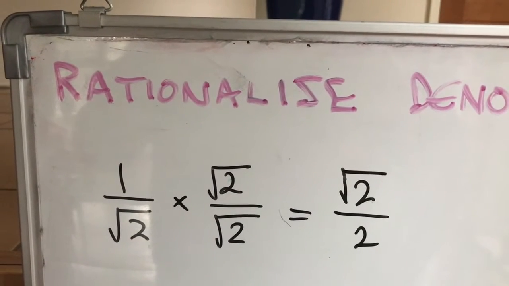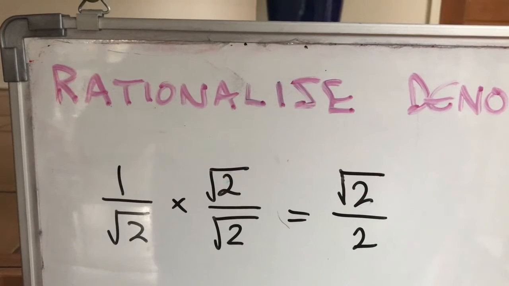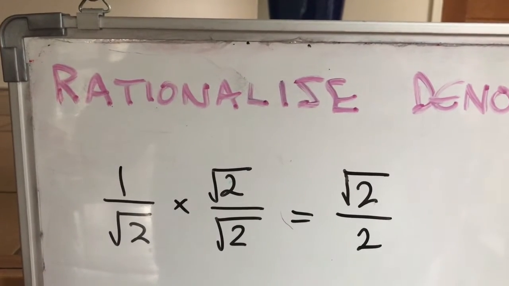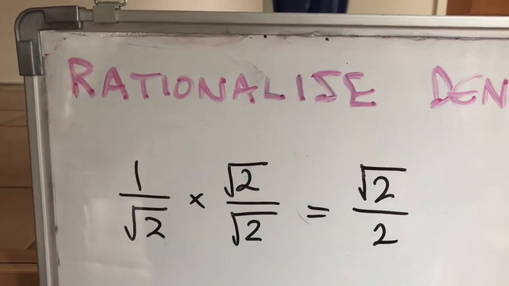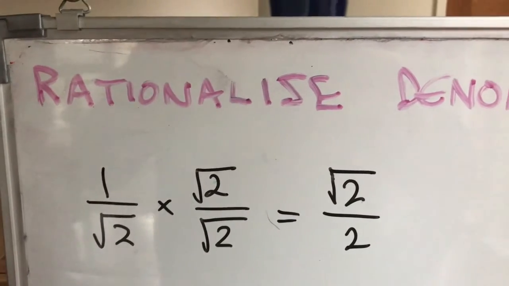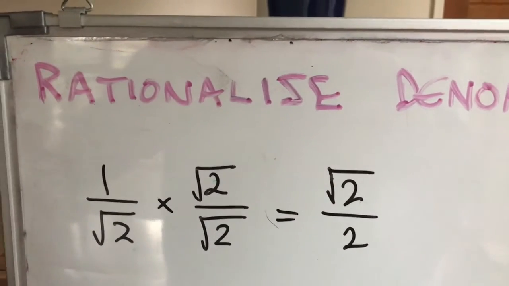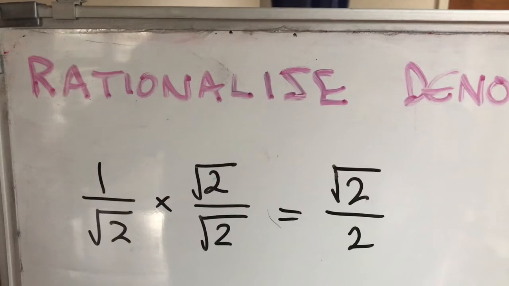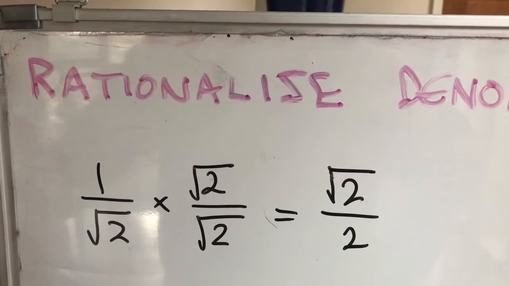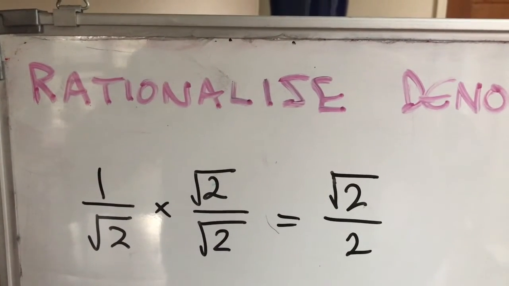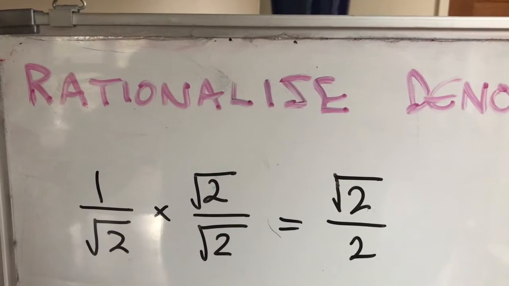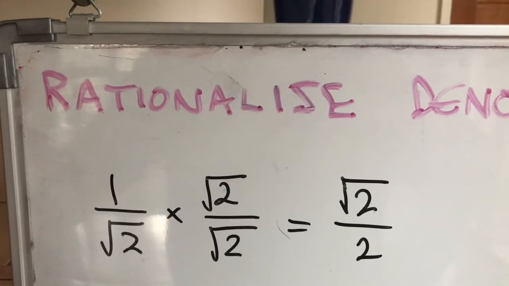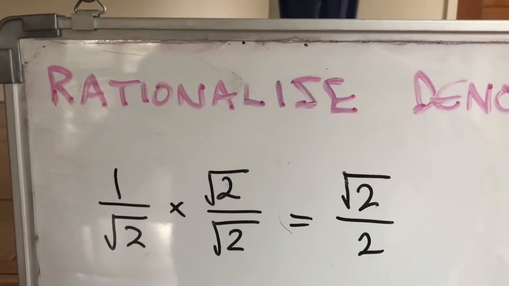So root 2 times root 2 becomes root 2 squared, or if you like, root 4, which becomes 2. Any way you cut it, down the bottom there we end up with a whole number of 2. Up the top we now have a surd in it. So whenever you're asked to rationalise a denominator, that's what it means to do.